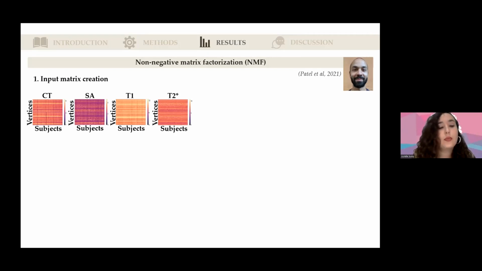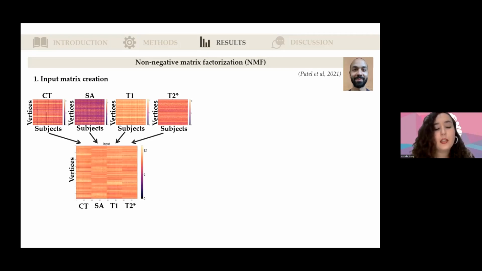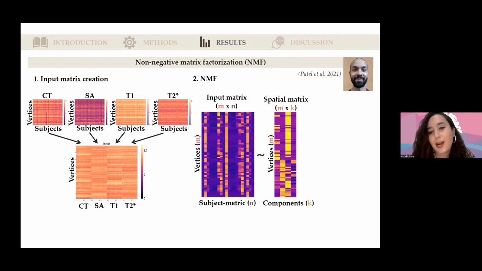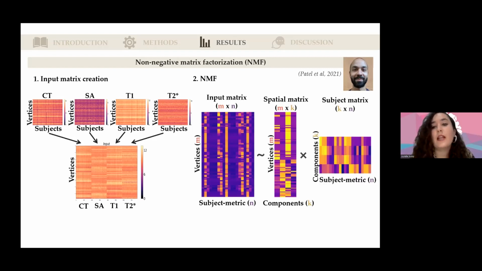The way it works is that first we need to create our input matrix. We used our 4 metrics of interest, which we concatenated into one large input matrix. From that input matrix, we extracted 2 output matrices. The first, which I call a spatial matrix, gives us vertex-wise components. The second gives us a subject matrix with subject-wise metric components.